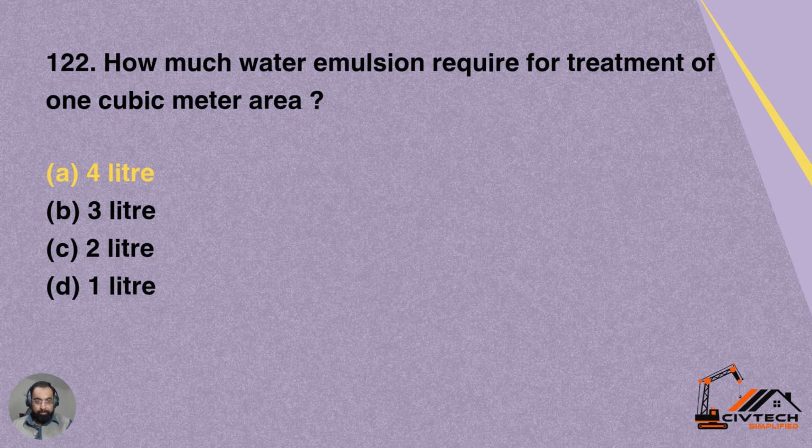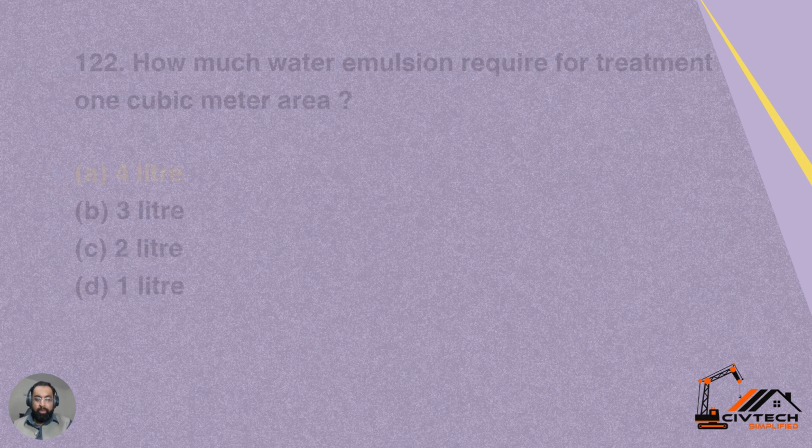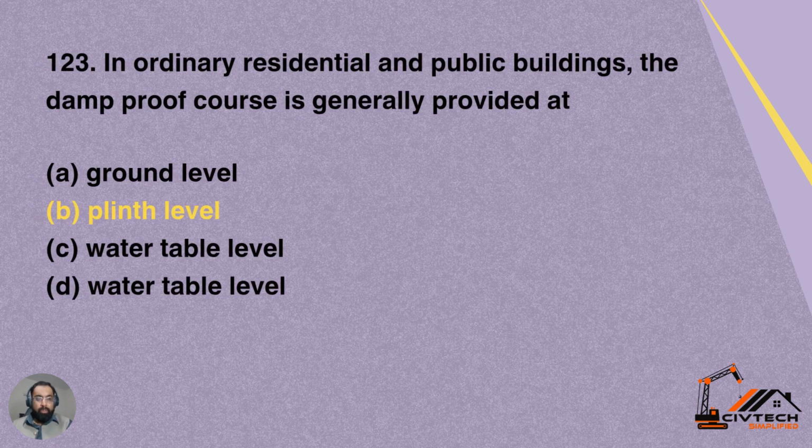122. How much water emulsion is required for treatment of 1 cubic meter area? Option A, 4 liters. Option B, 3 liters. Option C, 2 liters. Option D, 1 liter. So 4 liters of water emulsion is required for the treatment of 1 cubic meter area.